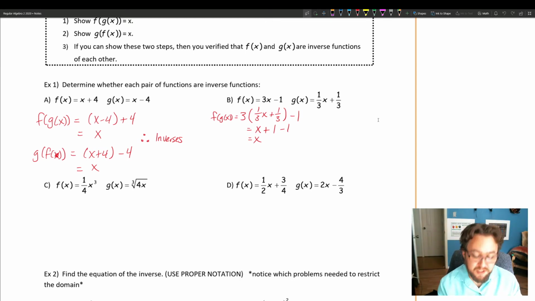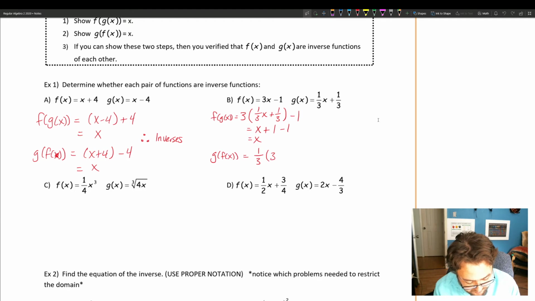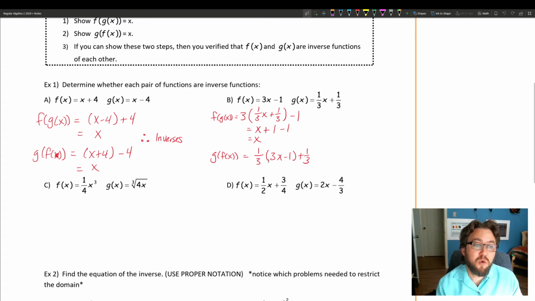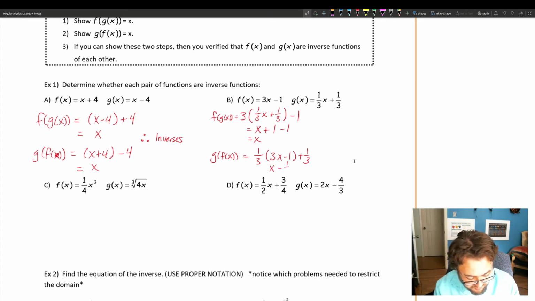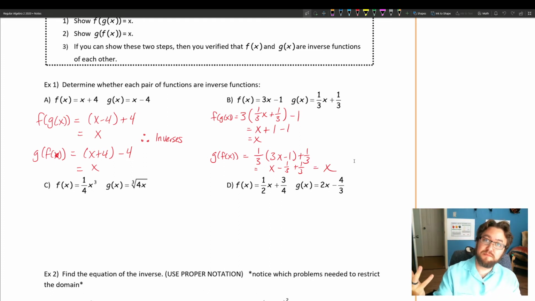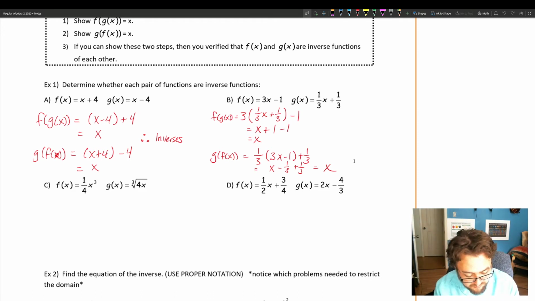Let's do the opposite of that, g of f of x. I've got 1/3 times 3x minus 1, plus 1/3. 1/3 times 3 is x. 1/3 times negative 1 is negative 1/3. And then plus 1/3. Our thirds cancel out, and we end up with just an x. So you'd be surprised what works out really nicely for you. In this case, once again, since they both equal x, therefore they are inverses.